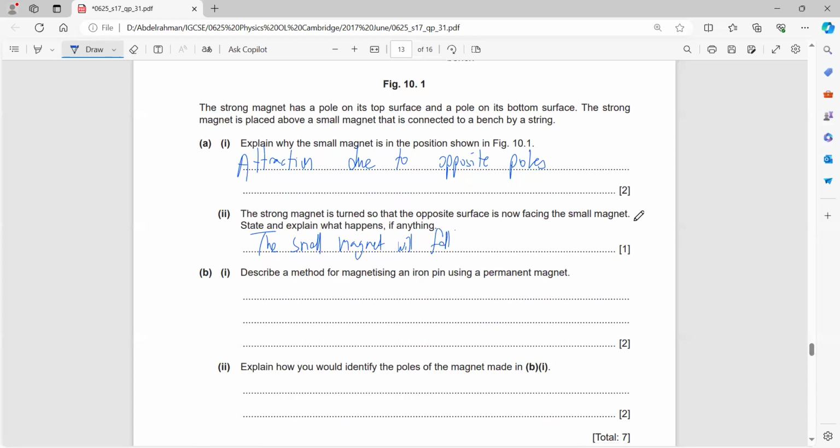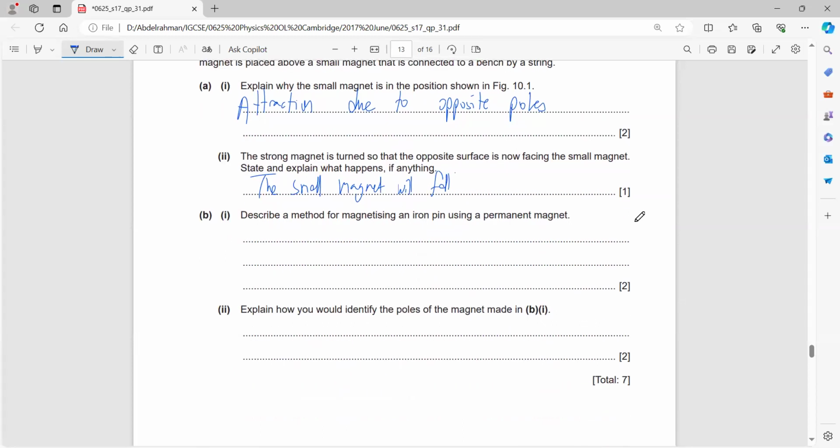Describe a method for magnetizing. Magnetizing, you're not required to know how to magnetize and demagnetize magnets.